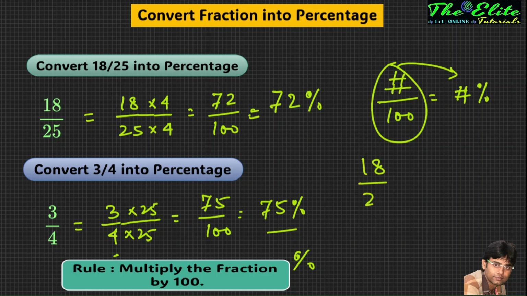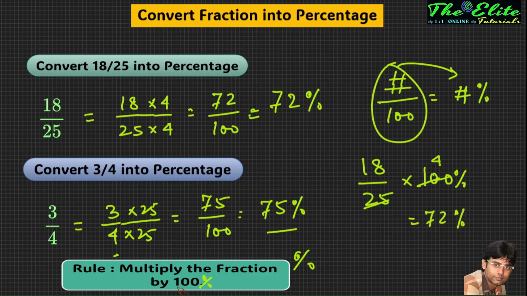Like for example, 18 by 25 was our question. They are saying that just multiply the fraction by 100. So we are going to multiply this by 100. But see, it is not only the 100. It should actually be 100%. Why, I will tell you. Now 4 times 25 is 100, 18 times 4 is 72, and this sign is there.